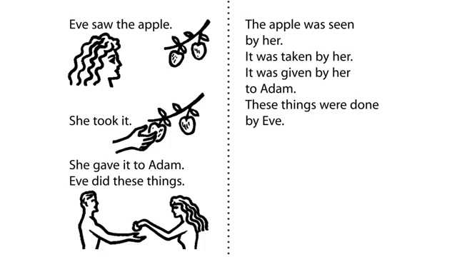Eve saw the apple. She took it. She gave it to Adam. Eve did these things. The apple was seen by her. It was taken by her. It was given by her to Adam. These things were done by Eve.